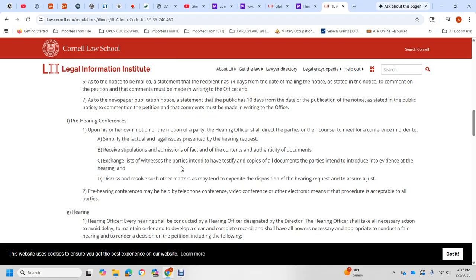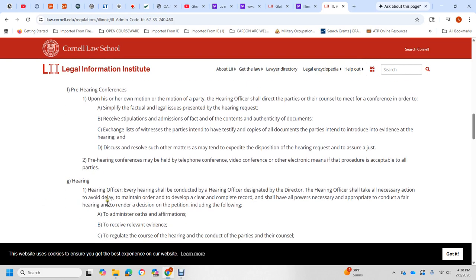Upon his or her own motion or the motion of a party, the hearing officer or director and the parties' counsel will meet to simplify the factual and legal issues to be presented at the hearing, to receive stipulations of admission of fact and of the authenticity of documents, to exchange lists of witnesses each party intends to have testify and all documents the party intends to offer as evidence at the hearing, and to resolve all other matters that may expedite the disposition of the hearing. A request to hold the pre-hearing conference may be held by telephone conference, video conference, or other electronic meeting procedure acceptable to the parties and the hearing officer.